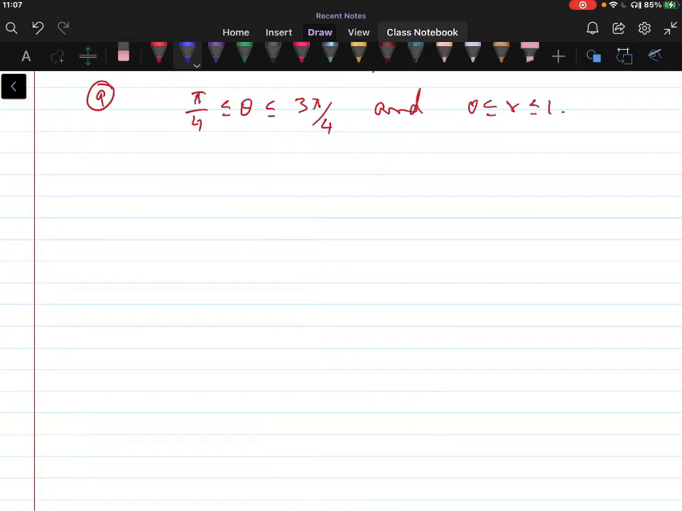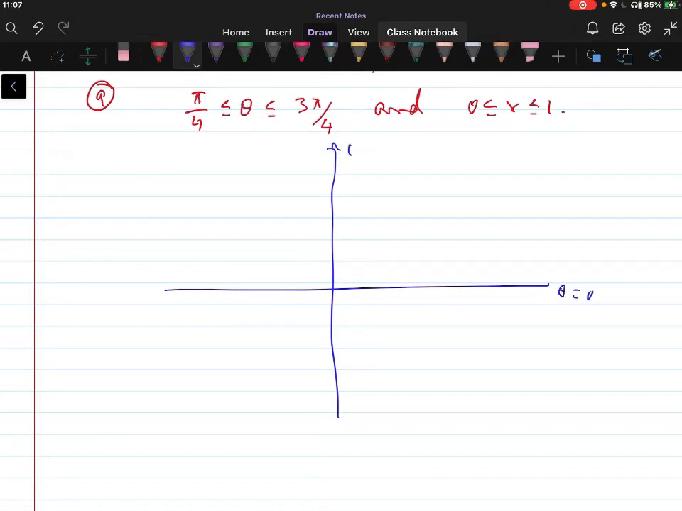The points from pi by 4 to 3 pi by 4, and r varies from 0 to 1. So let us construct the coordinate system with theta equal to 0, theta equal to pi by 2, theta equal to pi, theta equal to 3 pi by 2, and theta equal to 2 pi. So theta equal to pi by 4 is a line that makes an angle pi by 4 with the initial ray.